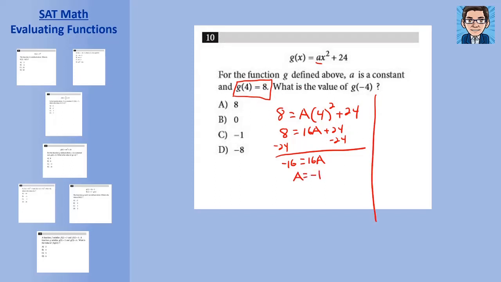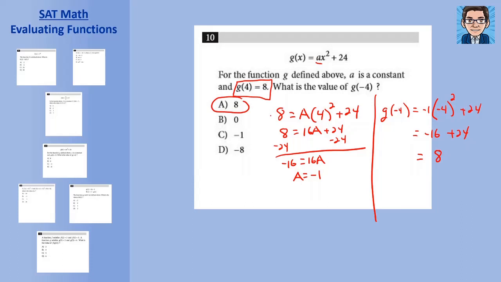Now we can go ahead and put in negative 4 into the function. So g of negative 4 equals, now we calculated A to be negative 1, so it's going to be negative 1 times negative 4 squared plus 24. Negative 4 squared is going to be positive 16, times negative 1 is negative 16, plus 24, and we get 8. So our final answer is A.